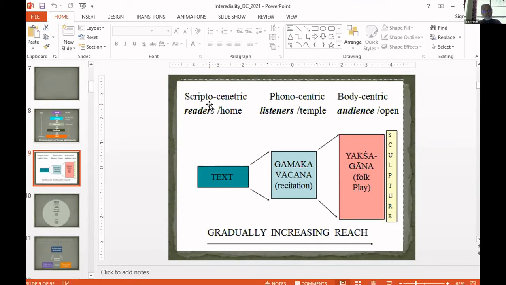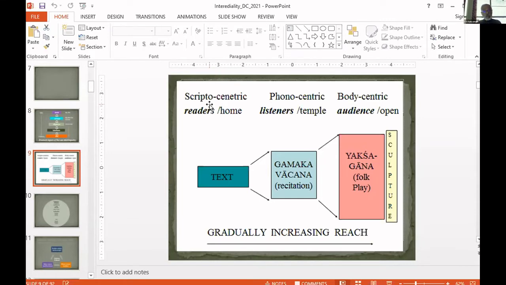But when the same text moves into the recitation tradition, which moves into the temple, or Namaghar, or something of that sort, you have a gathering of listeners. That is where the interpretative thing that I talked of in the previous textual frame comes into the picture. In South India, that is called the Gamaka Vachana tradition. The texts are melodiously recited to the various ragas of Carnatic music, of course.